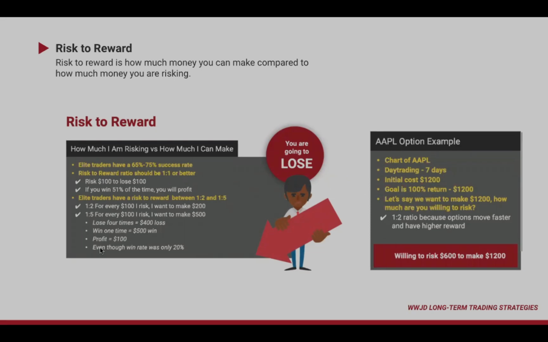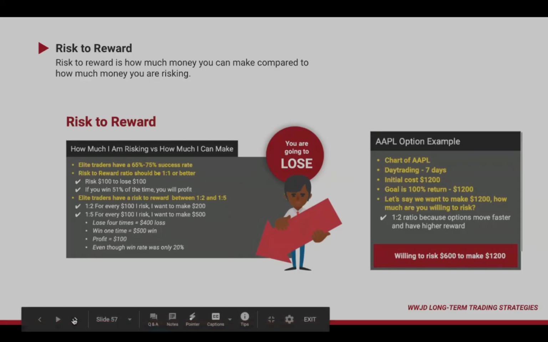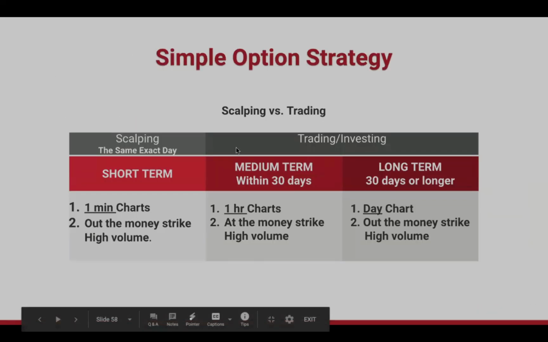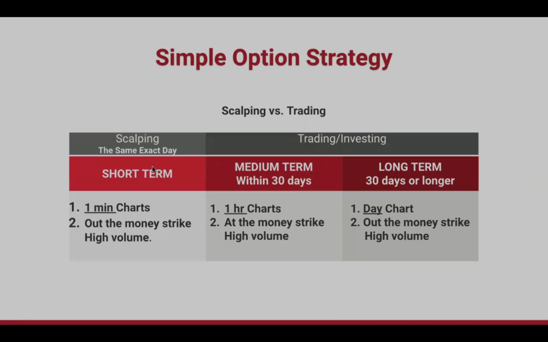All right? So there's a simple option strategy we're going to go by, and we're going to talk about it quickly. There's only 3 charts that you guys should be looking at: a 1-minute chart, a 1-hour chart, a day chart. So let's say you want to buy Apple. You want to make money in the next 14 days. What chart are you going to look for? If I'm trading within 30 days, I'm going to look at a 1-hour chart.